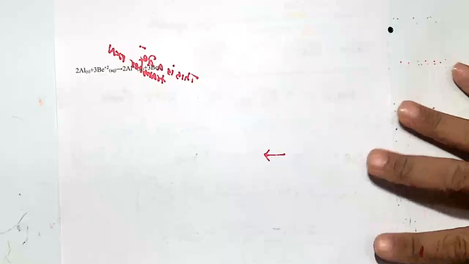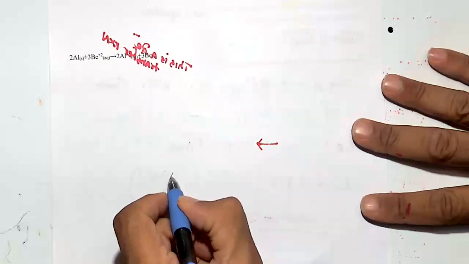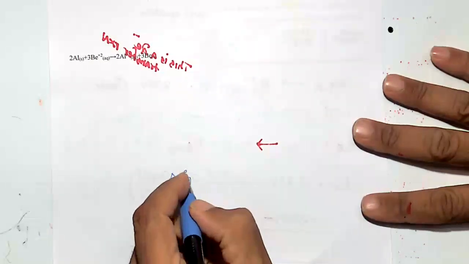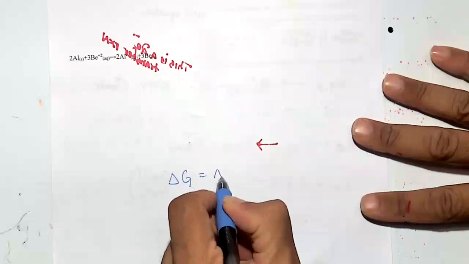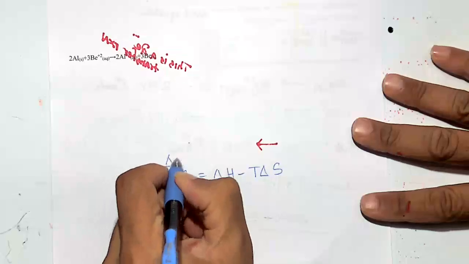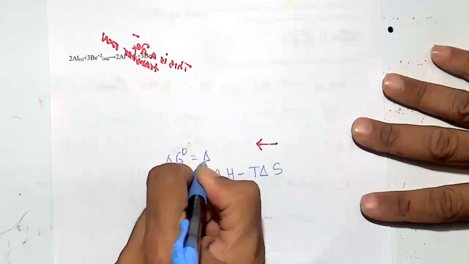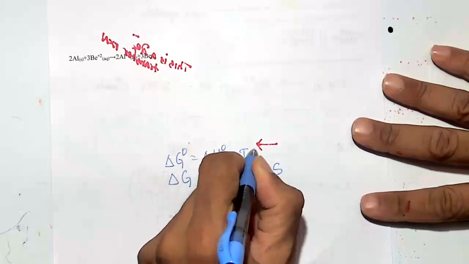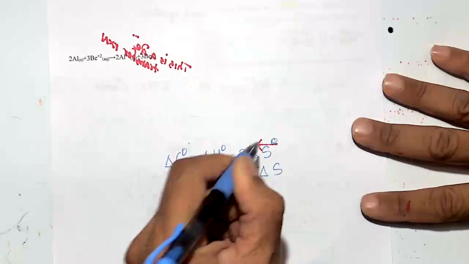Let me give you one more thing here. Let's just review this quickly before I end class. We have delta G is equal to delta H minus T delta S. It's the same thing also in standard state.